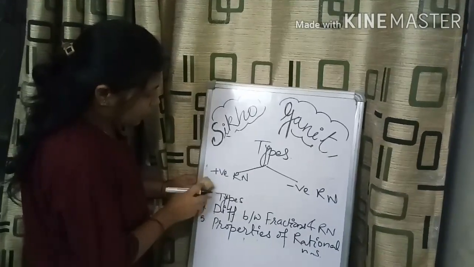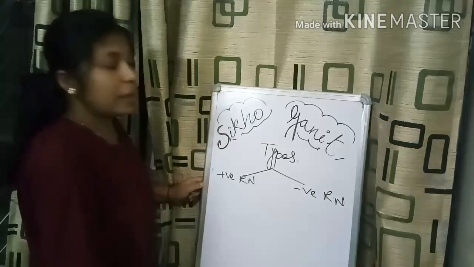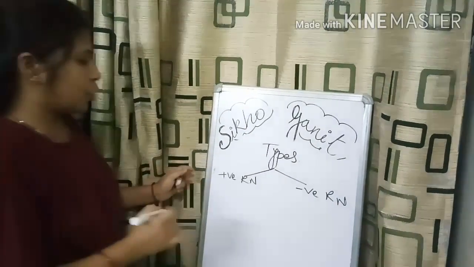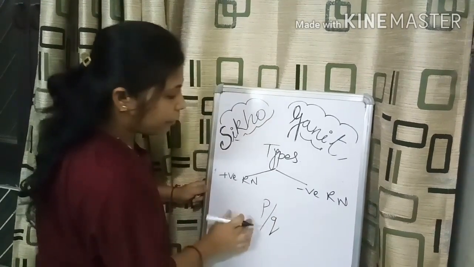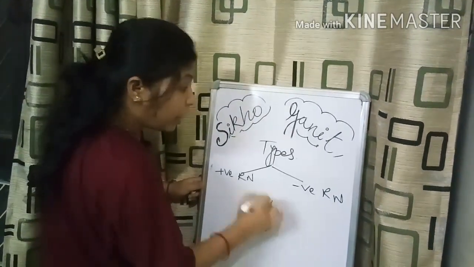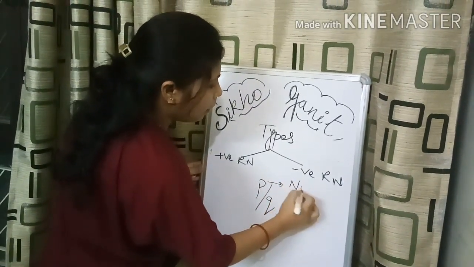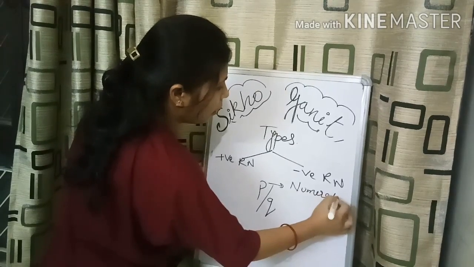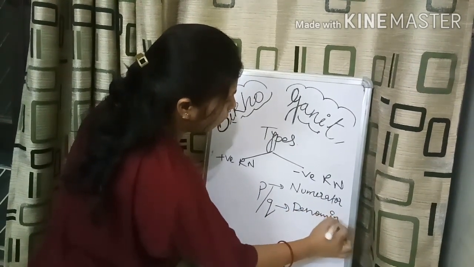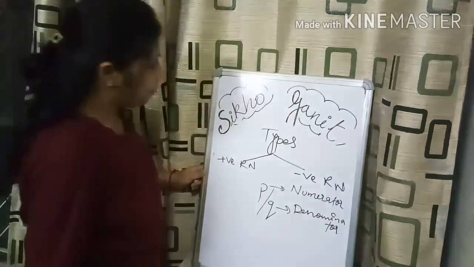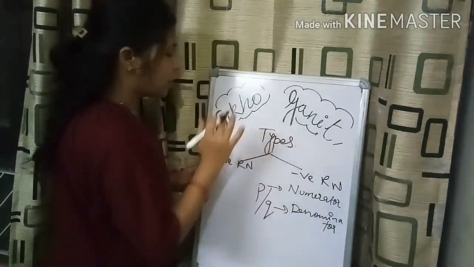Now what is positive rational number? The rational number must be in the form of P by Q. One more thing, where P is known as numerator and Q is known as denominator. Okay, so there are two types of rational numbers, positive rational number and negative rational number.